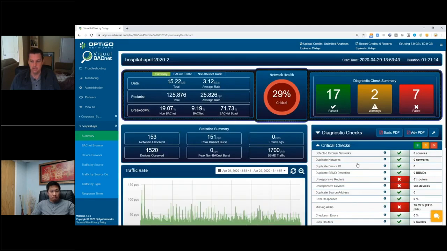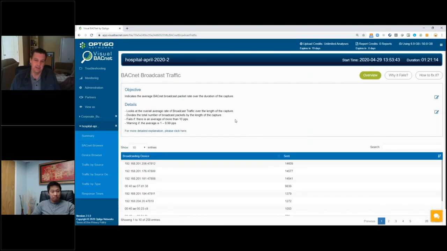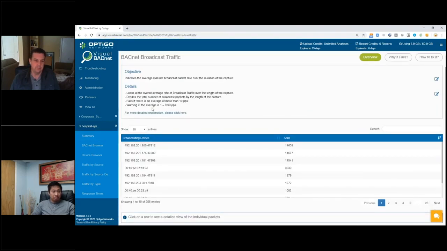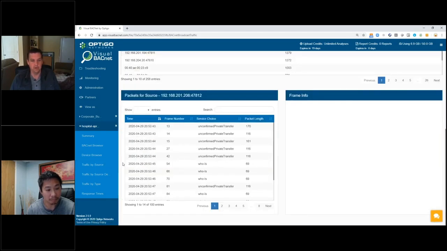Now, if you pop back into this file, there's another piece we wanted to look at. There are 3 things I want to look at actually. One is the BACnet broadcast traffic. This one here is the broadcasting device, and it's sending an awful lot of information in this file. Remember, the file itself was only 125,000 packets, and almost 15,000 of those are from this broadcast device. We're trying to figure out what it's actually sending.